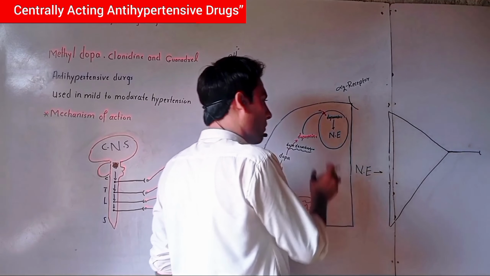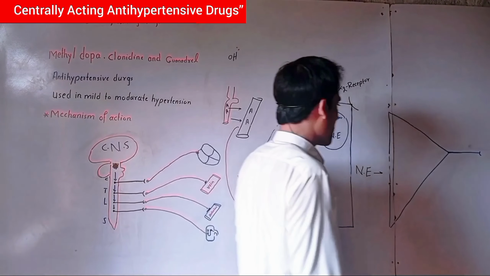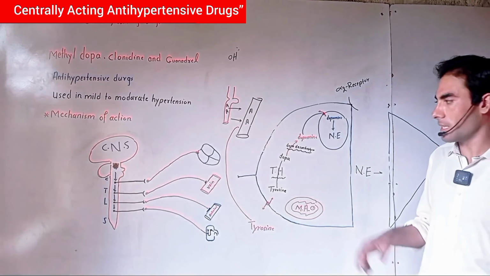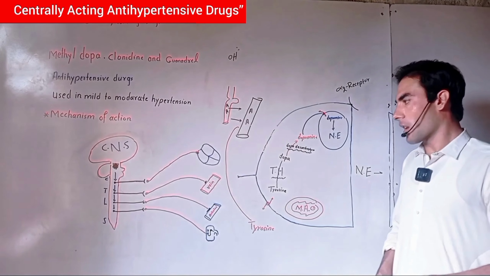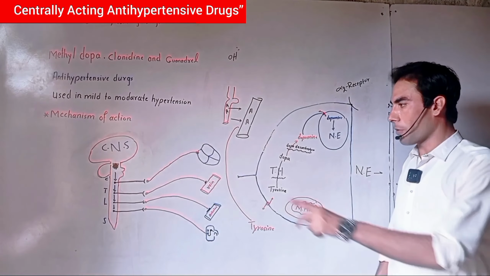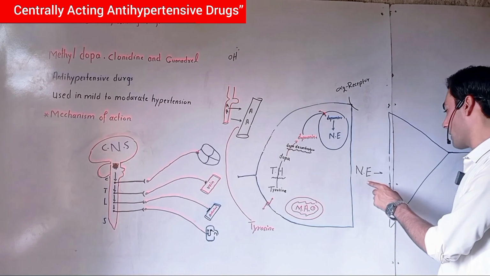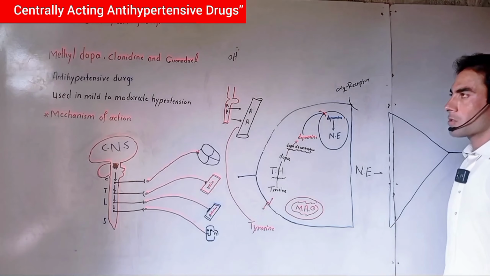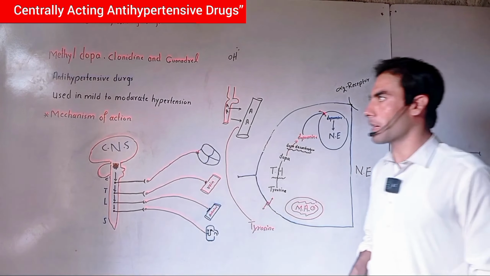Then norepinephrine forms a complex with some protein and ATP. So normally this phenomenon occurs: norepinephrine is synthesized and stored within the nerve ending. Now, when an action potential comes, the vesicle fuses with the membrane and releases norepinephrine and stimulates the next nerve fiber or neuron. So now let's come to the drug. Let's suppose someone takes methyldopa.